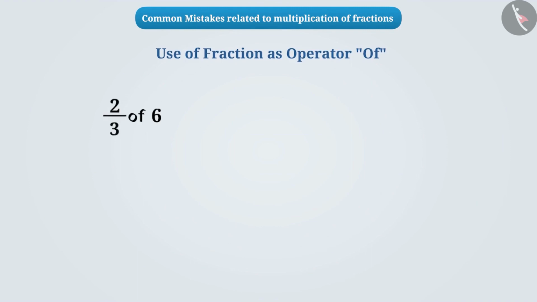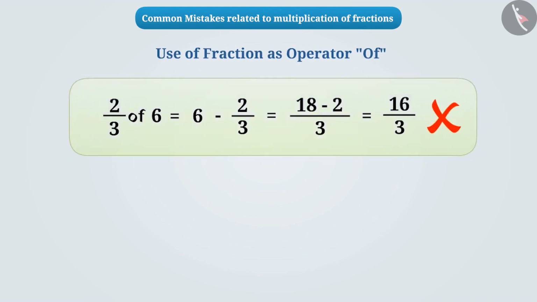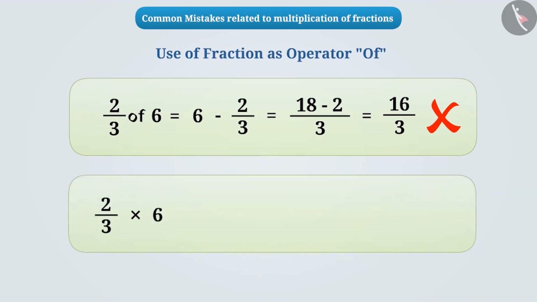Some children use fractions incorrectly as operator of. For example, if they're asked what will be 2/3 of 6, then they try to subtract 2/3 from 6. This is a misconception. It is important to understand that whenever we use the operator of, it means we have to multiply. Hence, here we do 2/3 into 6, which will result in 4.